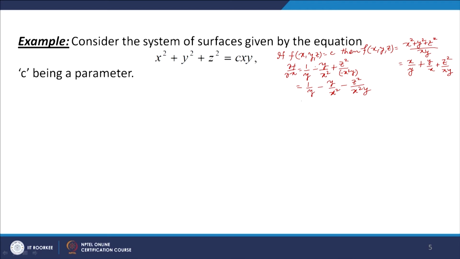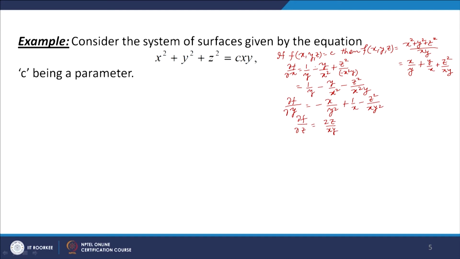This is the partial derivative of f with respect to x. Then the partial derivative of f with respect to y we can write. So, minus x upon y square, and then here we get 1 upon x, and here with respect to y, minus z square upon x y square. The partial derivative of f with respect to z is equal to, this is 0, this is 0, here we get 2z upon x y.